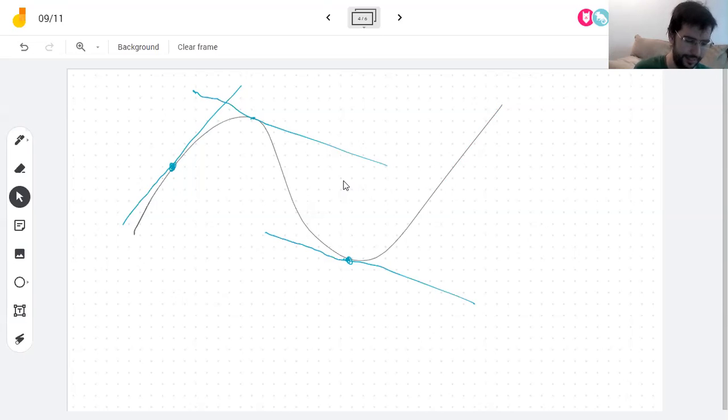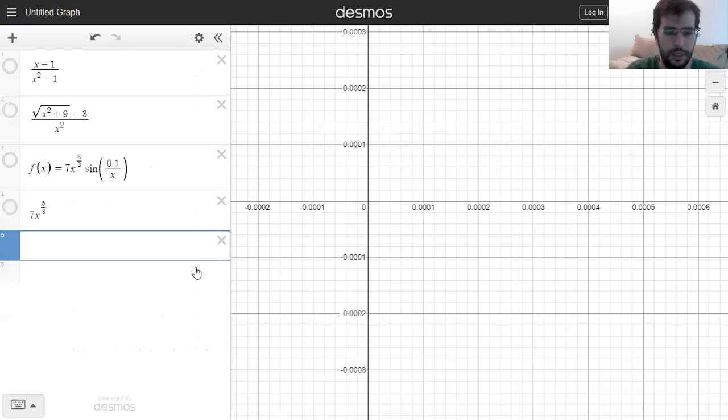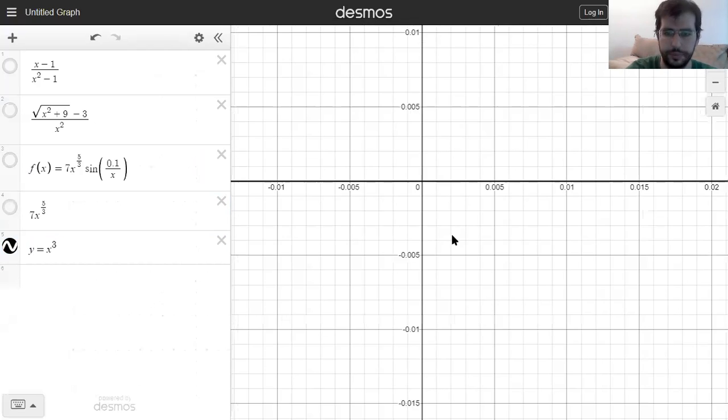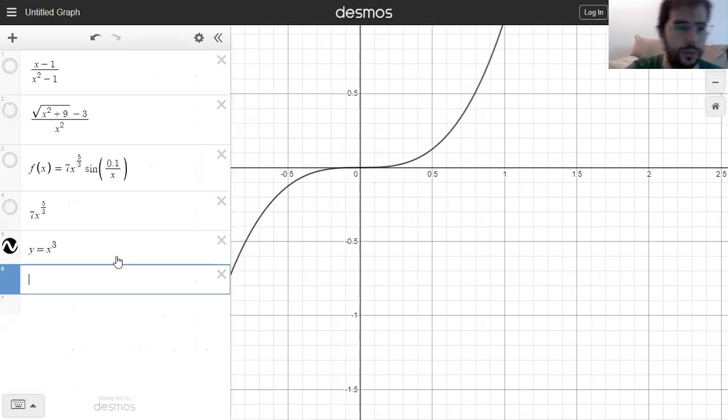So here there's tangents that are above. Here there's tangents that are below. And if I'm starting above and I'm ending below, in the middle something bad must have happened. So there's a point here where there's a tangent that probably crosses. I mean, it's hard to draw. Let's just tell the computer to draw it. The simplest function that has this problem is y equals x cubed.